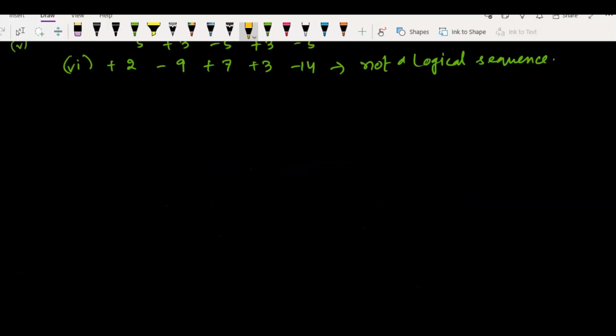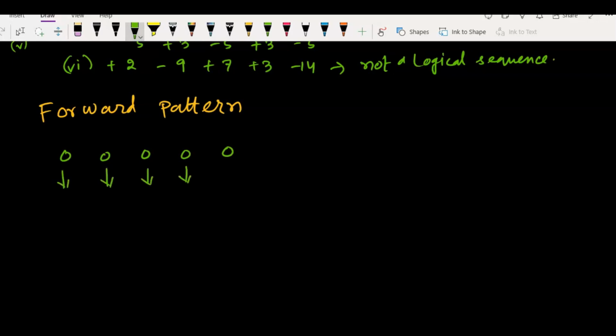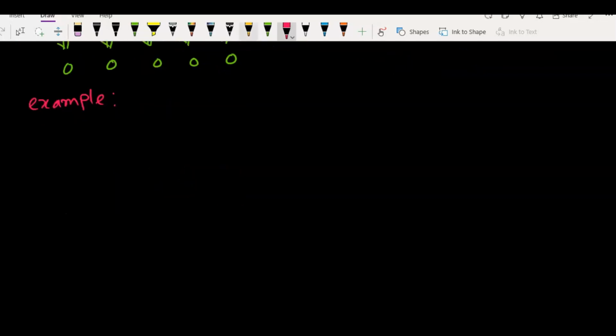There are some patterns for letter coding. So the first one is the forward pattern. What is this? Suppose you have a word of 5 letters, then you will get another word of 5 letters from this. The first letter will go to the first letter, the second letter will go to the second letter, and so on. So in this way the coding is done. So this is called forward pattern. Let's see an example.